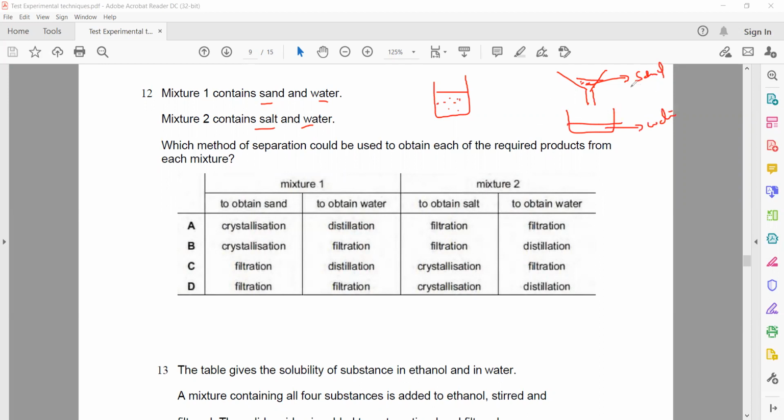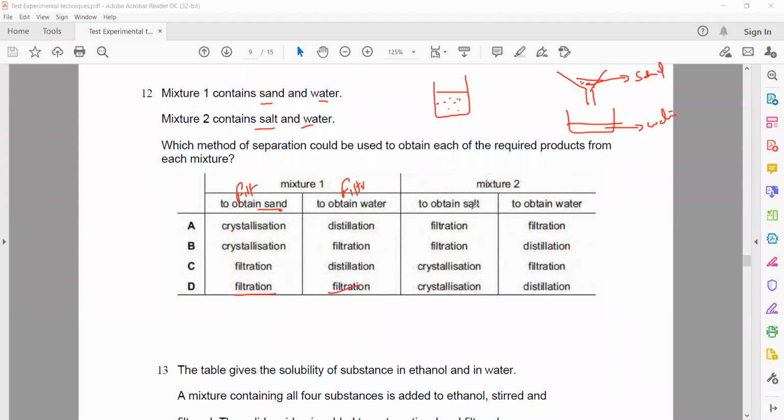So this is separating both. To obtain sand, if we need sand, we can use filtration. To obtain water, we can also use filtration. We don't have to use distillation, because when we are filtering, the water is passing through the filter paper and sand is left. So if we need sand or we need water, we can use filtration.